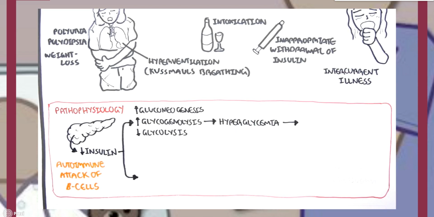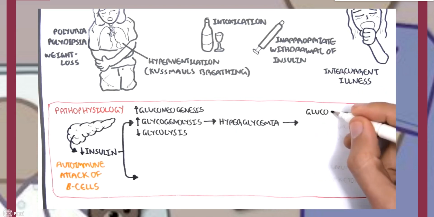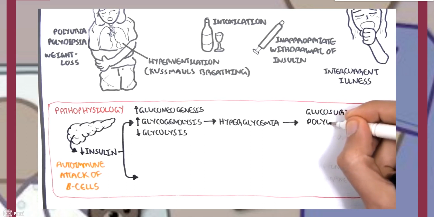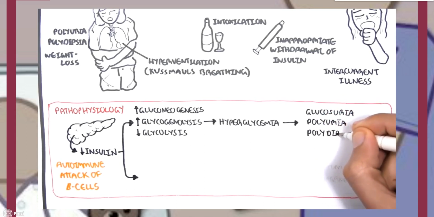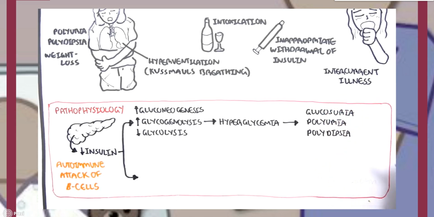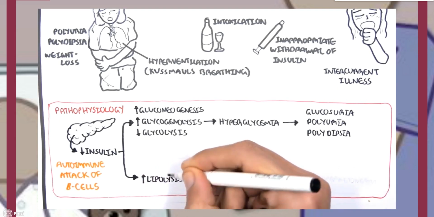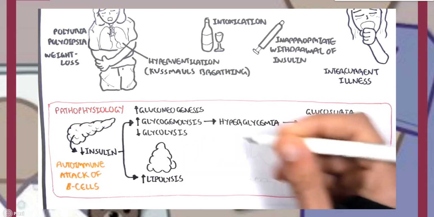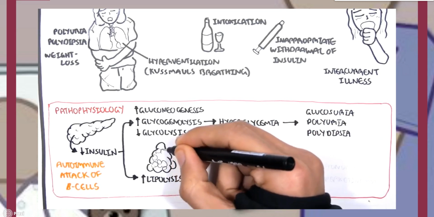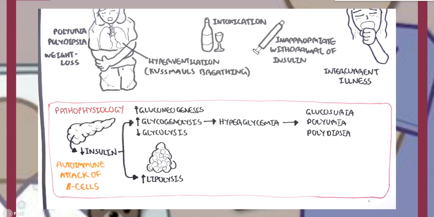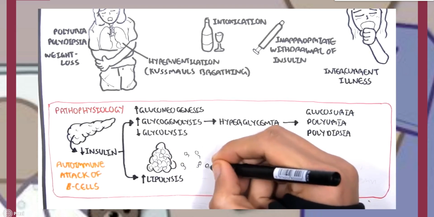Hyperglycemia results in glucose being peed out. So we get glucosuria. Glucose draws water, so we get polyuria, and we also get dehydration as a result. Because we lose a lot of water and we are dehydrated, we get polydipsia. We get thirsty. It's also important to note that the decrease in insulin, the absence of insulin, means that fat breakdown occurs. It's a very important concept to understand.